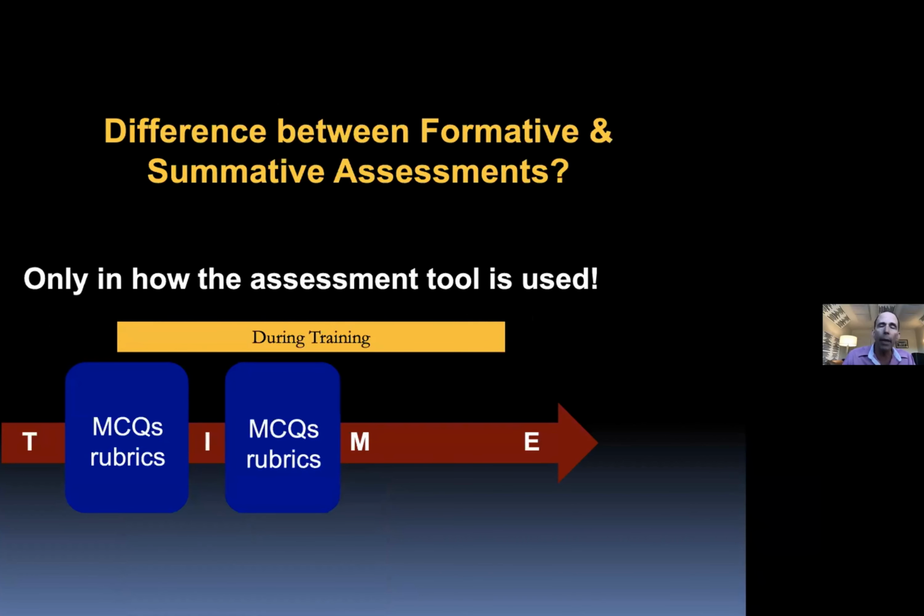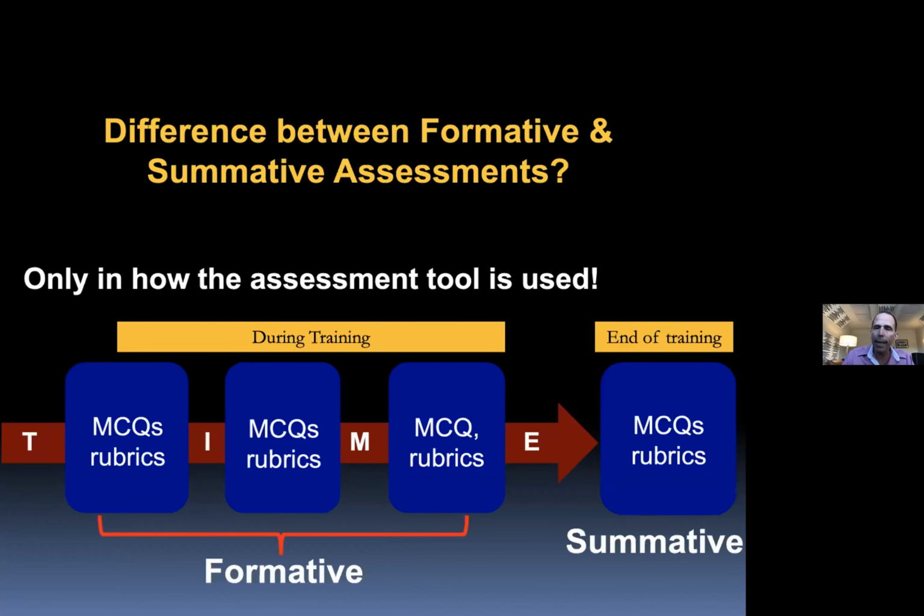You use them in the middle. Same multiple choice questions, same rubrics. You give feedback to the student. That's formative. And then towards the end, again, the same thing, formative. But at the end of training, at the end of the course, if you use the same multiple choice test and the same rubrics, now it is summative. Have they passed or failed?